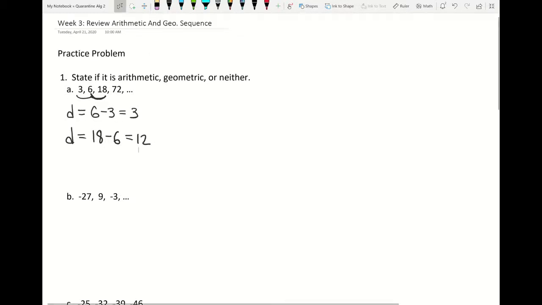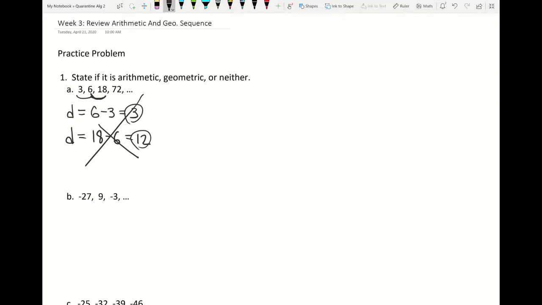Now at this point we can stop and conclude that it is not arithmetic because the difference is all changing. In order for it to be arithmetic, it has to be plus 3, plus 3, plus 3 all the way through. But this one is plus 3, plus 12, and if you do the math, the next one is plus 54. So it is not arithmetic. So now let's check to see if it is geometric.